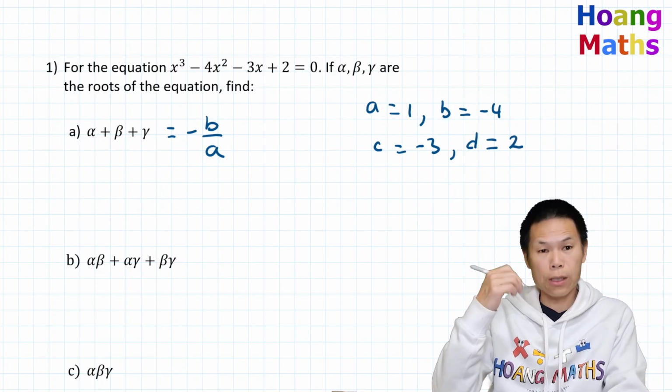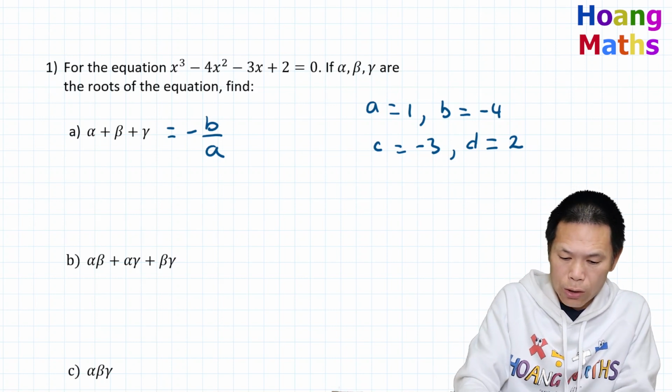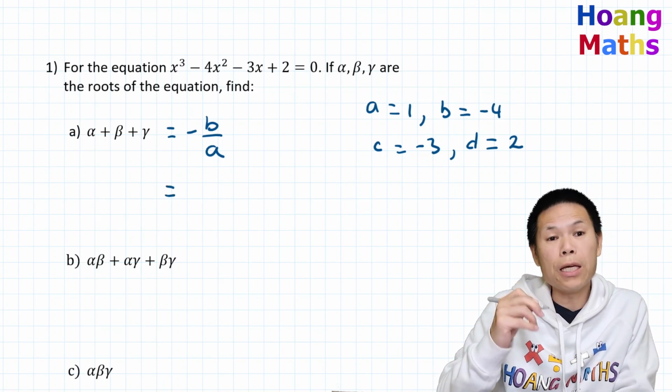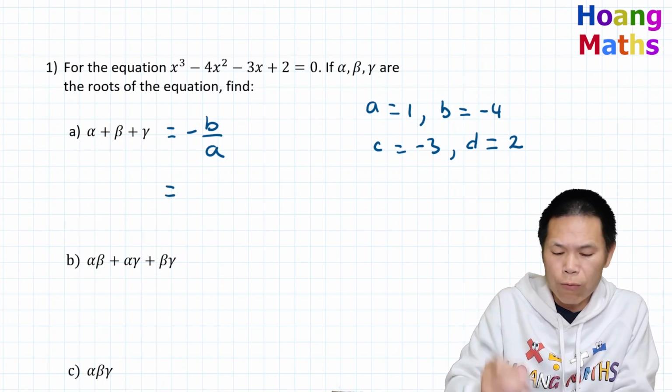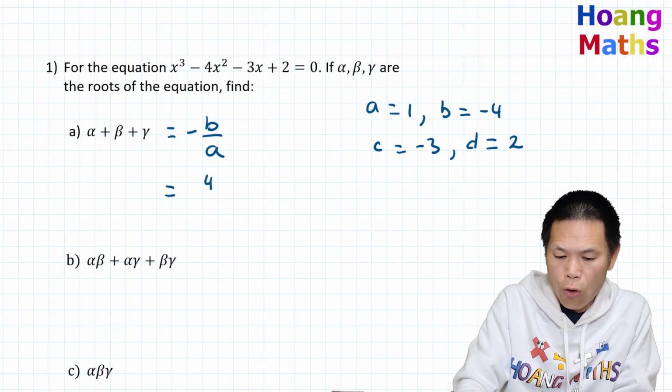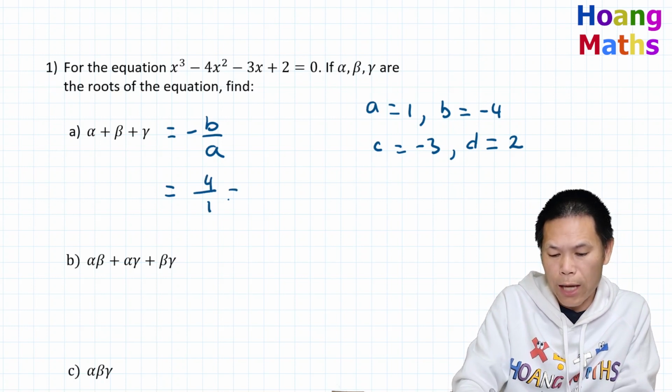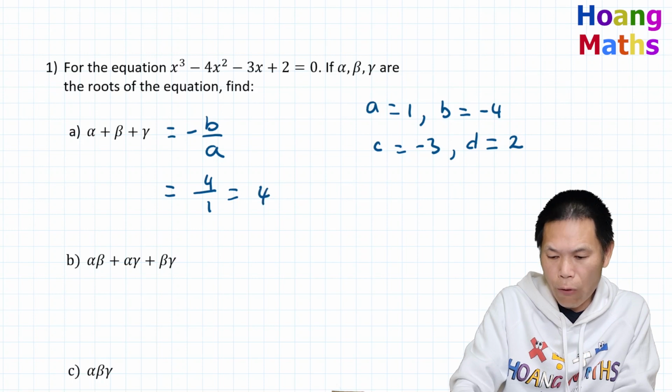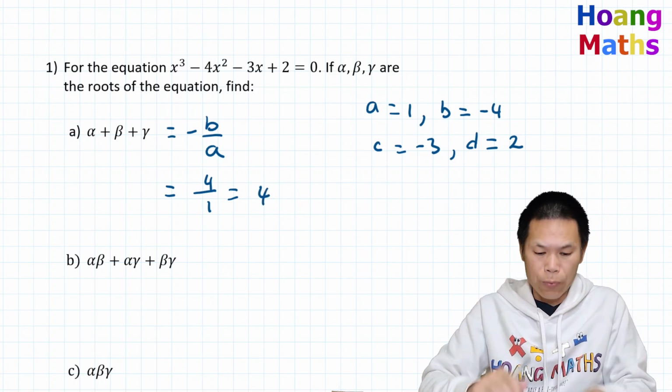So now we just substitute the value in. So negative b, so b is negative 4, so a negative gives you a positive. So that is 4 over a. A is 1. So the answer is 4. So there you go.